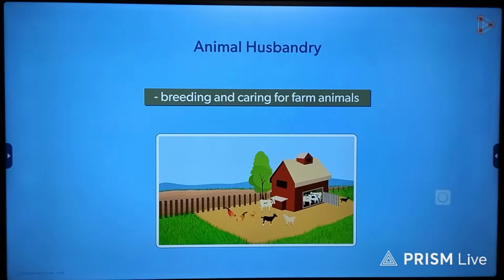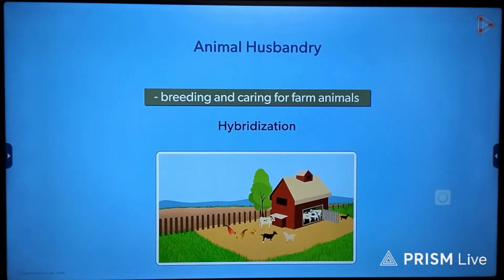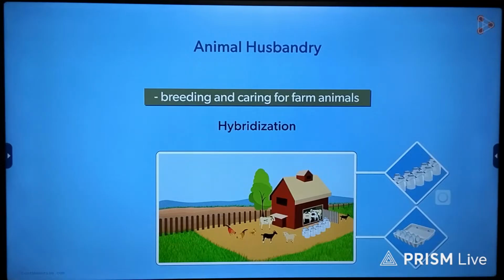I'm sure you have studied about hybridization of different breeds of animals in lower grades. Why do we employ techniques of hybridization? The answer is quite simple. It is to ensure good qualities of animals which prove advantageous to humans.